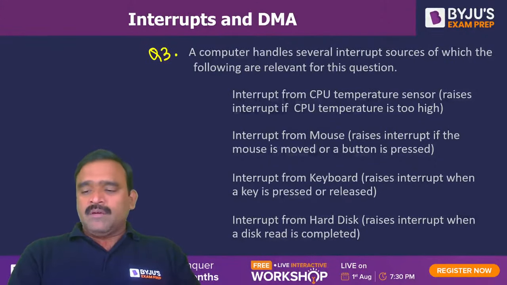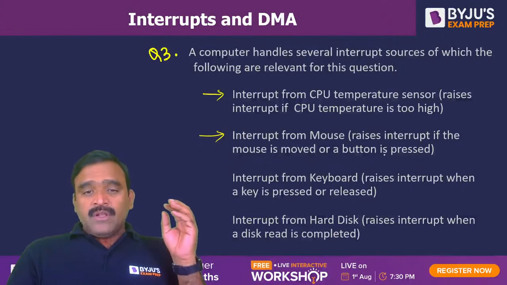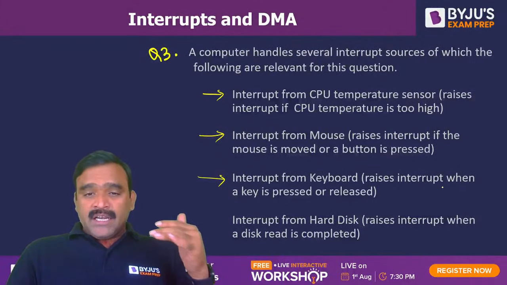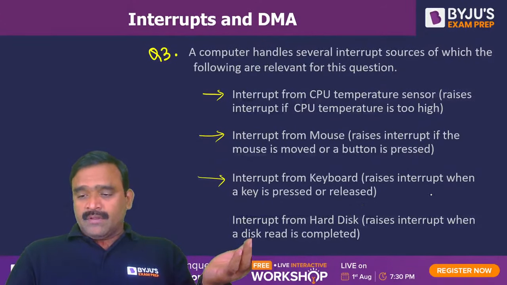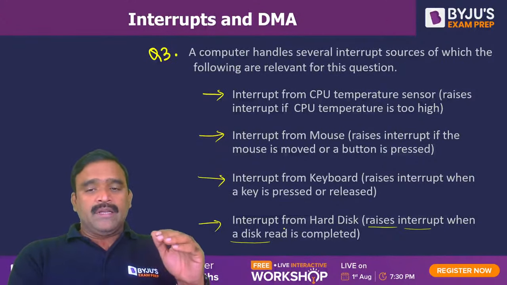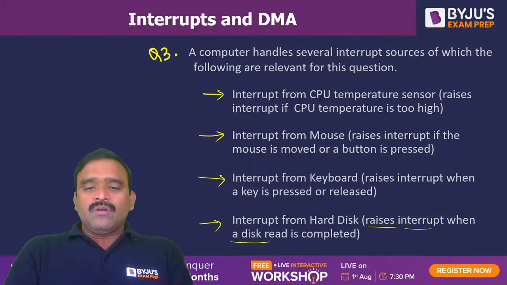So now coming to these points. Interrupt from the CPU temperature sensor raises an interrupt if the CPU temperature is too high. The second one is interrupt from the mouse. It raises an interrupt if the mouse is moved or a button is pressed. And the third one, interrupt from the keyboard. It raises an interrupt when a key is pressed or released. And interrupt from the hard disk. It raises an interrupt when a disk read is completed. So these are the four types of interrupts given for this. Please let me know what the answer is.